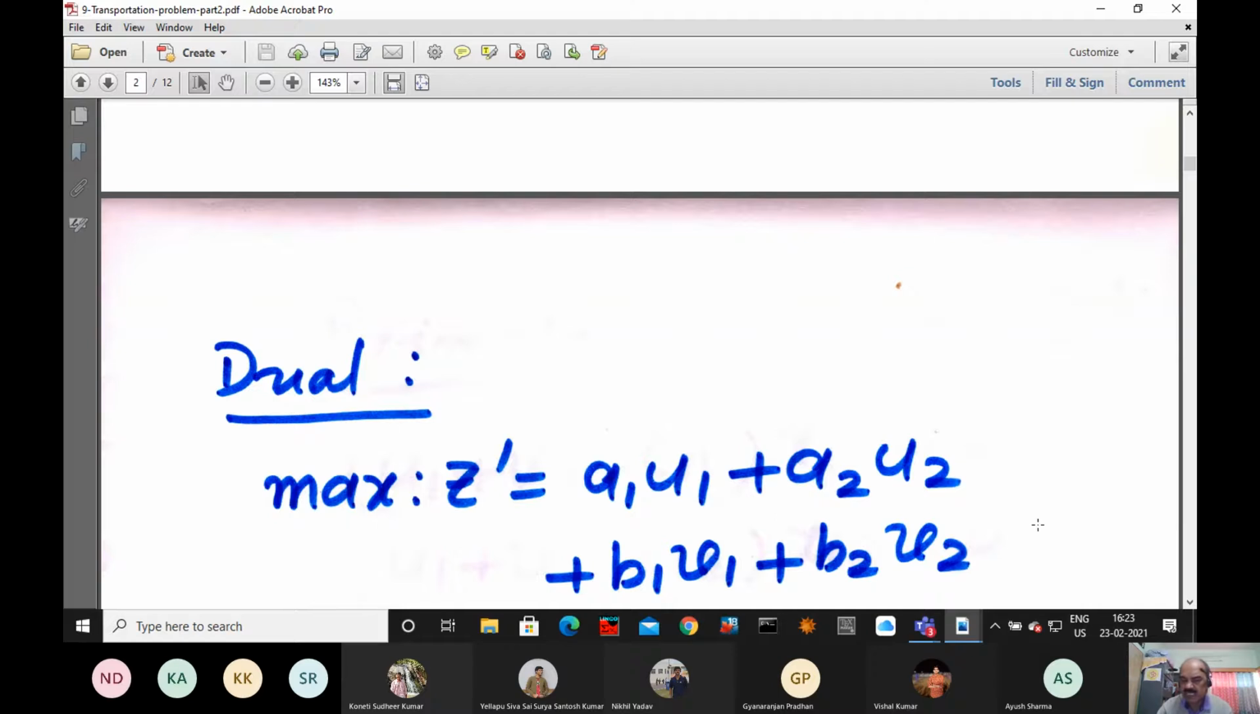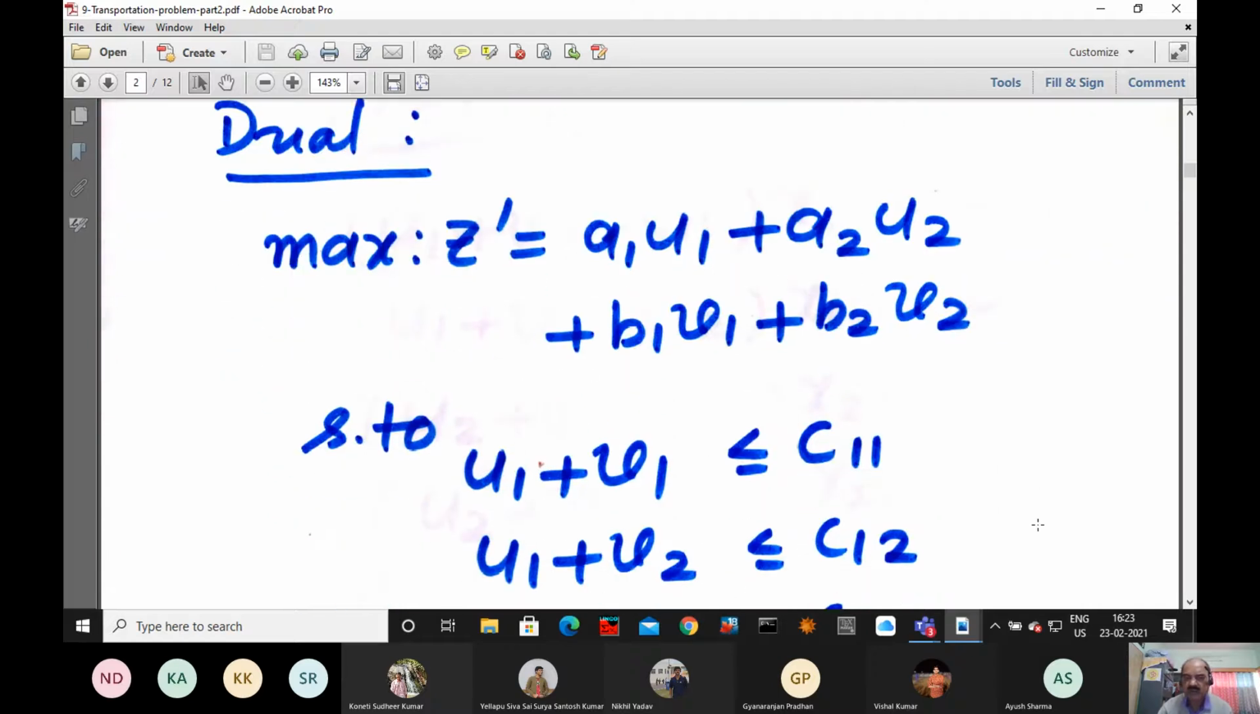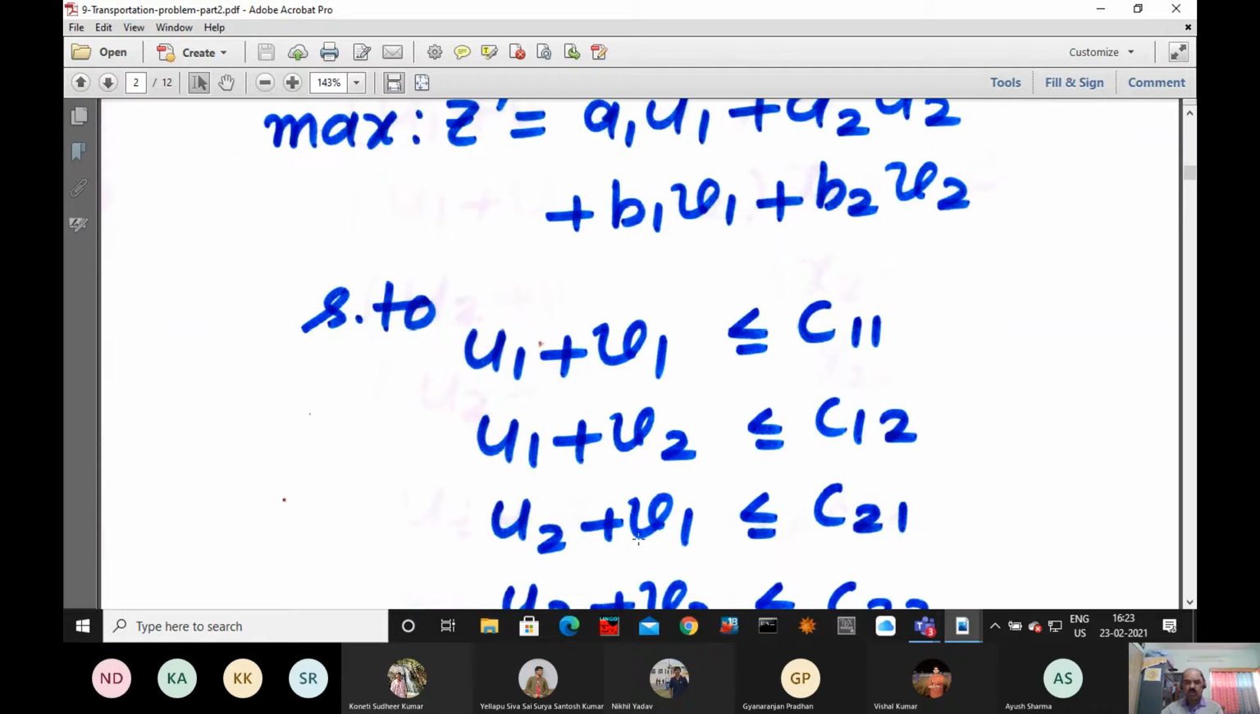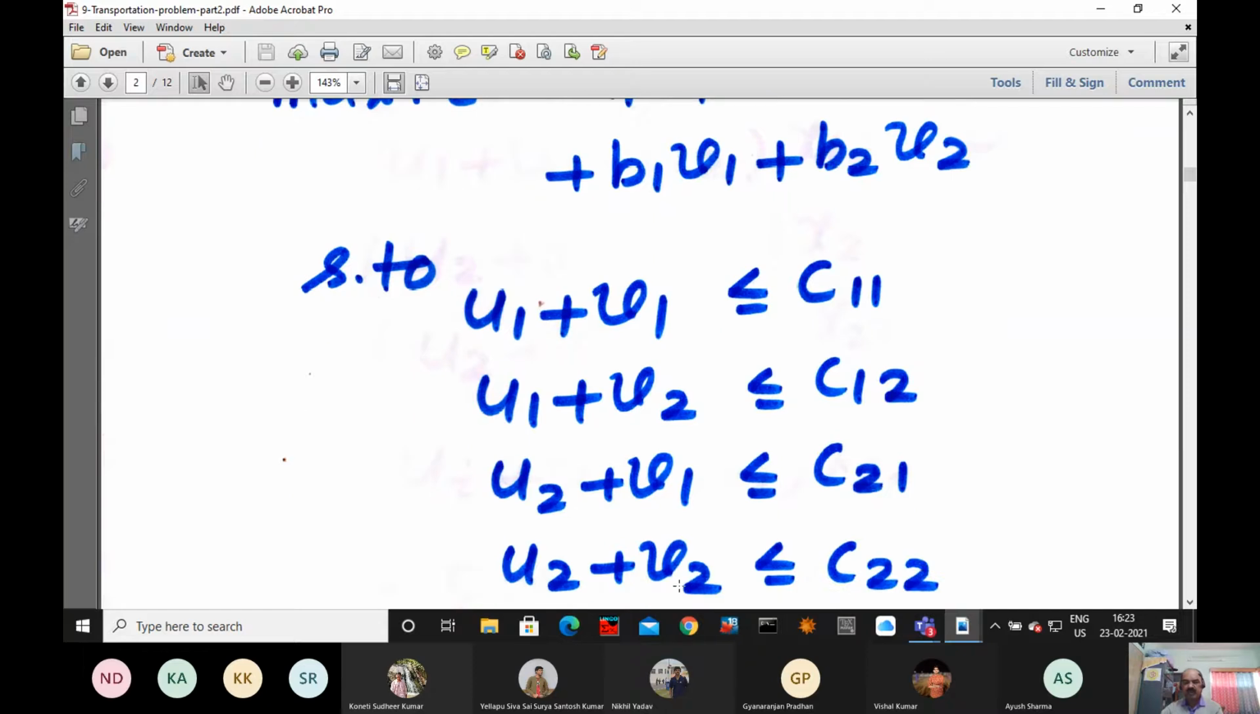And what are the restrictions? What are the constraints? The constraints are like this. u1 plus v1 is less than or equal to c11. u1 plus v2 less than or equal to c12. Then we have the next one, u2 plus v1 less than or equal to c21. Then we have u2 plus v2 less than or equal to c22.